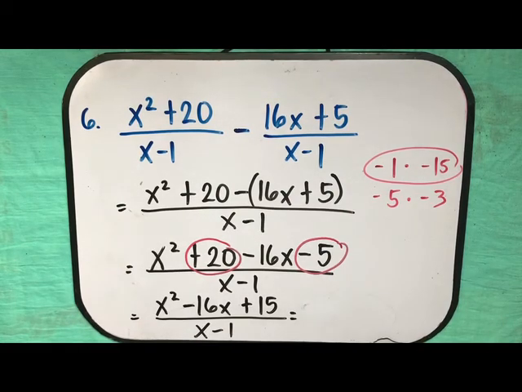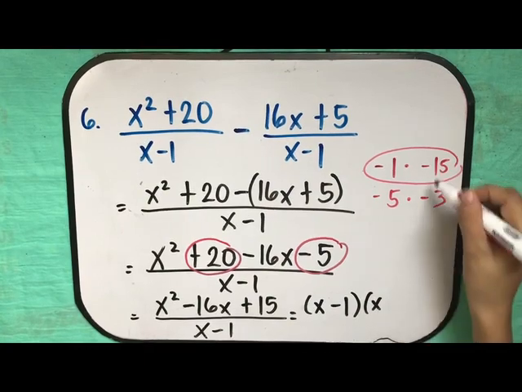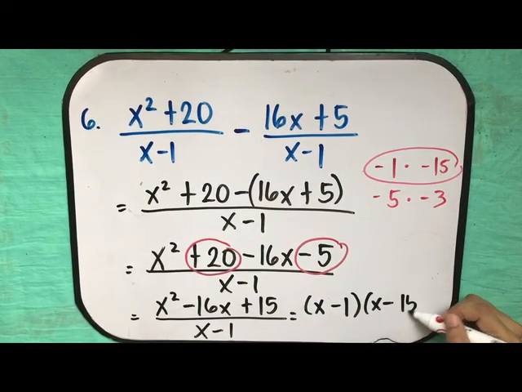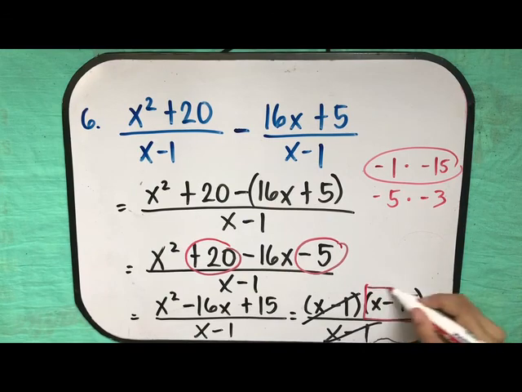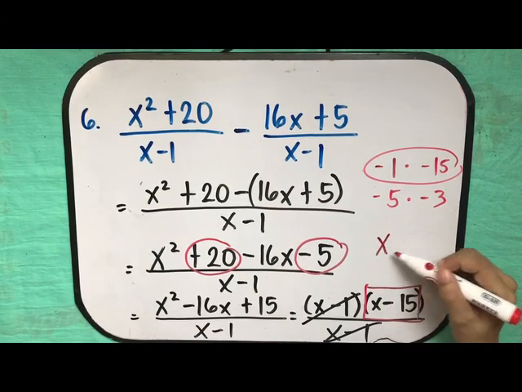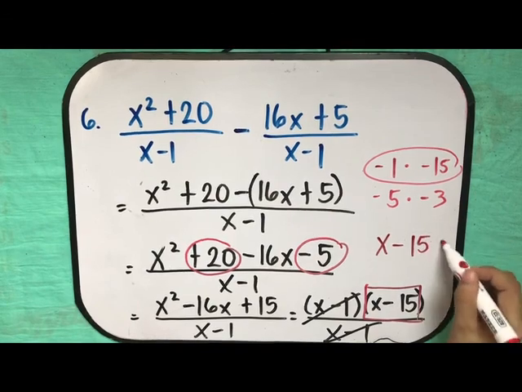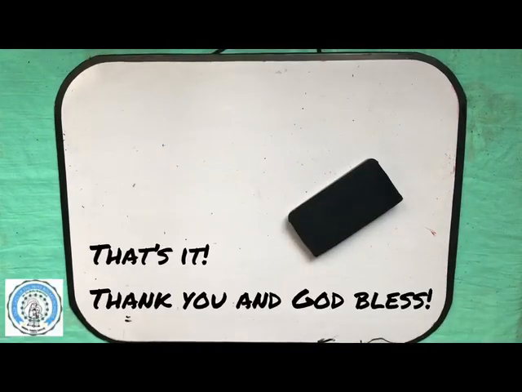So we'll write the answer as binomials. We'll have (x - 1)(x - 15). Copy the denominator x - 1. Now, since we're done factoring, we may now cancel. Cancel what's common. So they are common in x - 1. Cancel. And your final answer will be x - 15. So it will be written like this. x - 15. Okay.